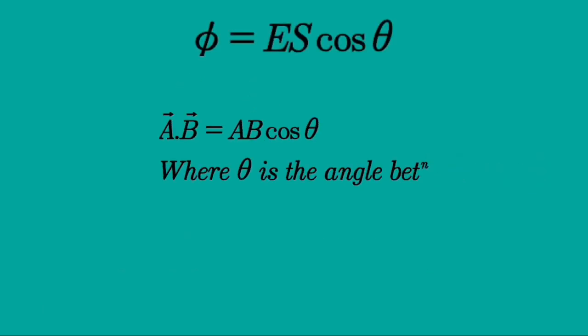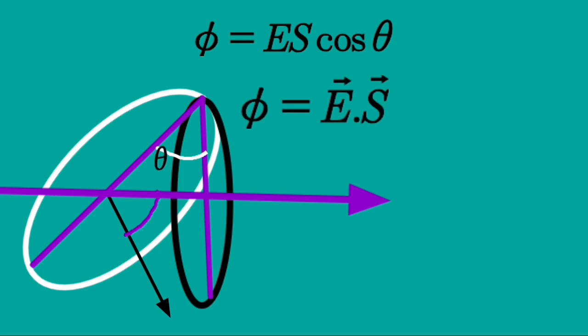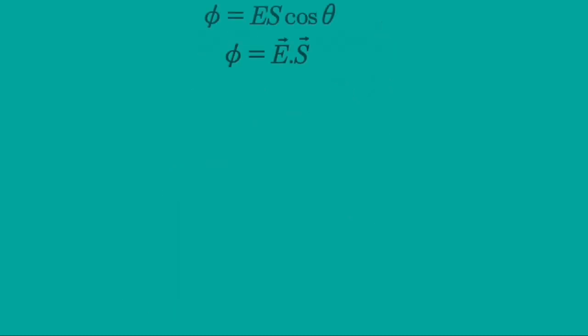We know A dot B vector is equal to AB cos theta. Therefore, flux phi is equal to E dot S, where theta is the angle between the unit vector of area of cross section and the electric field. We have flux phi is equal to ES cos theta, where E is the electric field and S is the area of cross section. Here, the electric field and the area of cross section are constant. So, the amount of flux only depends on the value of theta.